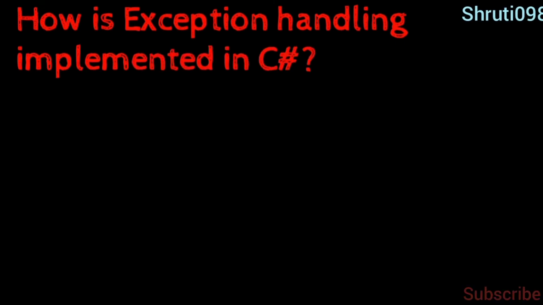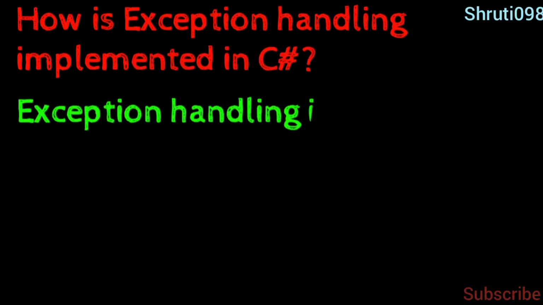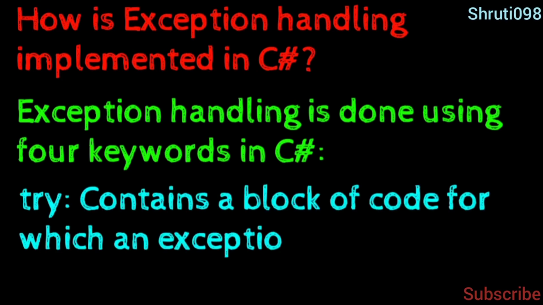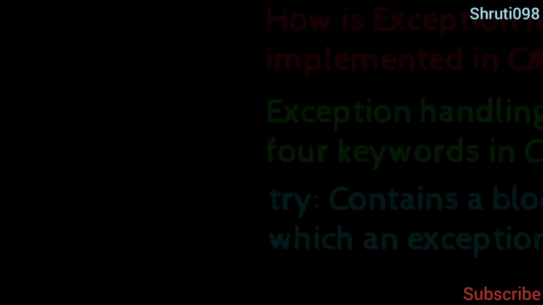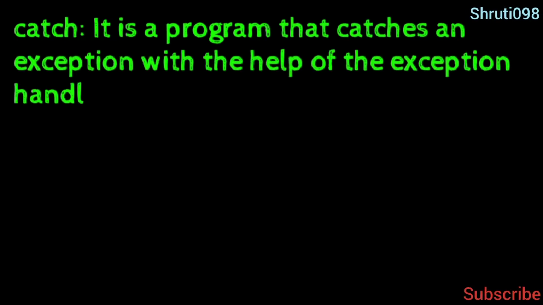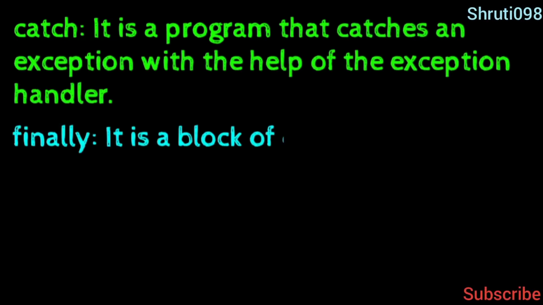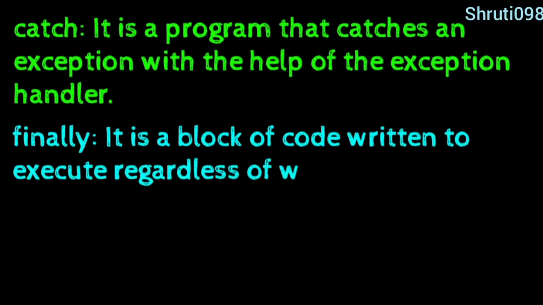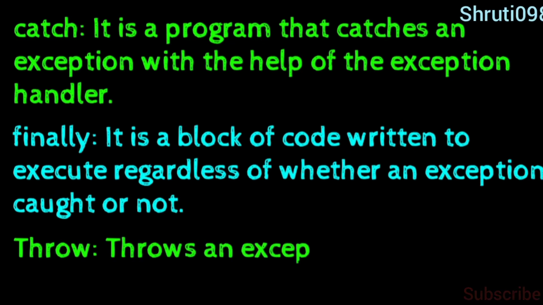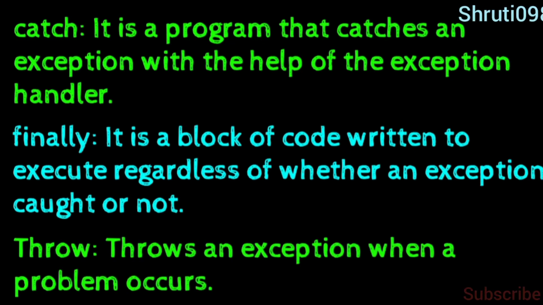Question: how is exception handling implemented in C#? Answer: exception handling is done using 4 keywords in C#. Try contains a block of code for which an exception will be checked. Catch is a program that catches an exception with the help of the exception handler. Finally is a block of code written to execute regardless of whether an exception is caught or not. Throw throws an exception when a problem occurs.